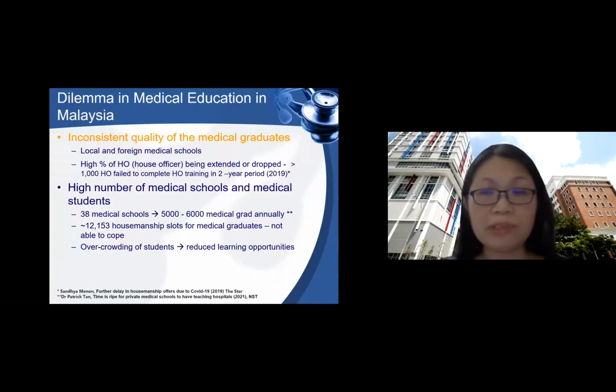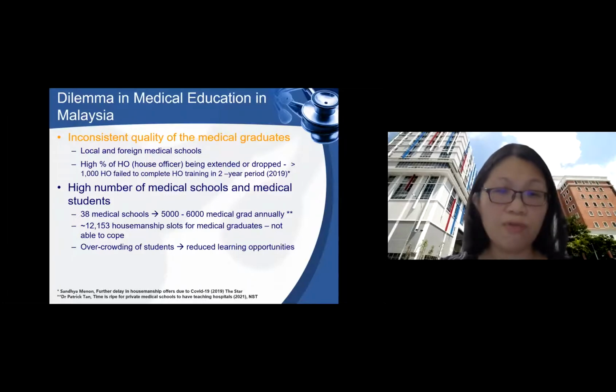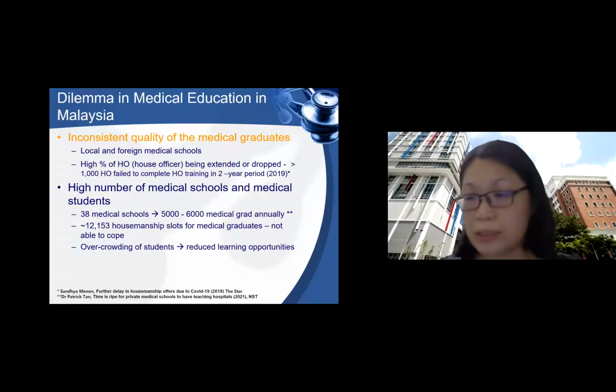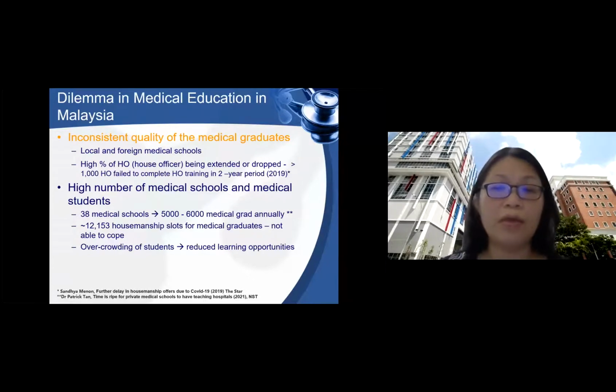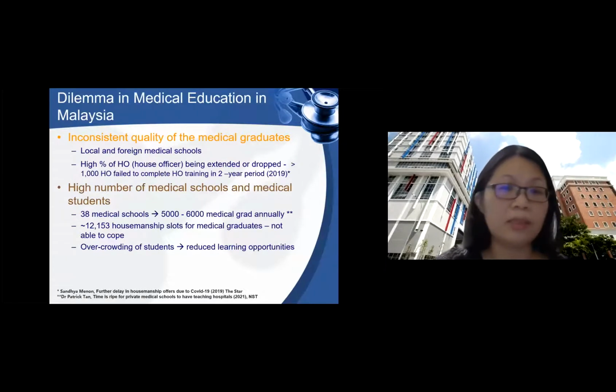In 2019, just as one example, we reported about 1,000 HOs failed to complete their HO training in the 2-year period. Because they are not able to complete their training in the stipulated time, their seats cannot be vacated for the newcomers. So the new graduates have to wait until they finish their housemanship training, then only can others start. That's why there is a delay, and it gives the new graduates a long waiting time to start their housemanship training.